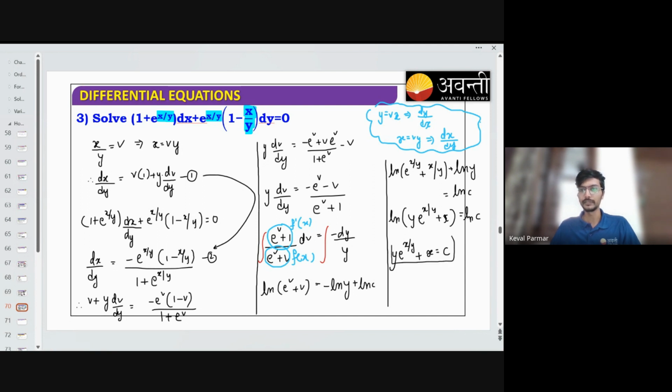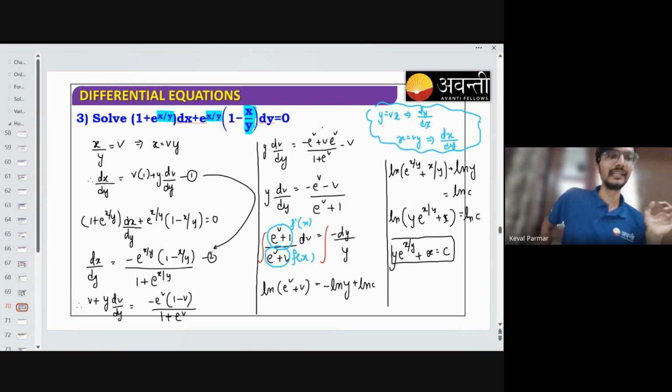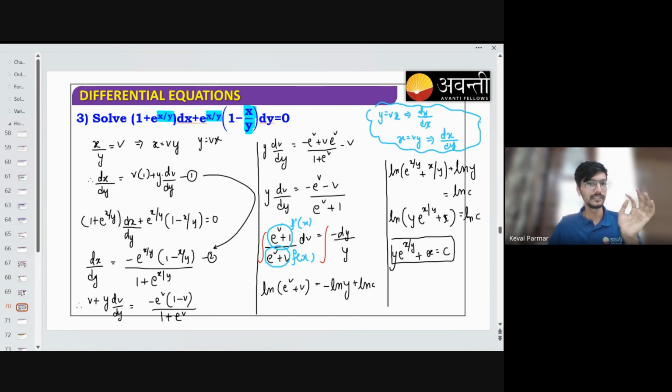This is my answer. Sometimes it is easier to substitute x by y as v. If you are really curious or you must have tried this, you can use the substitution y equals to vx. You can use this substitution and try at home. You will get the same answer, but it will be more lengthier. So if it's more lengthier, avoid it. We'll use this. So if we see x by y, we use this substitution. Got it?